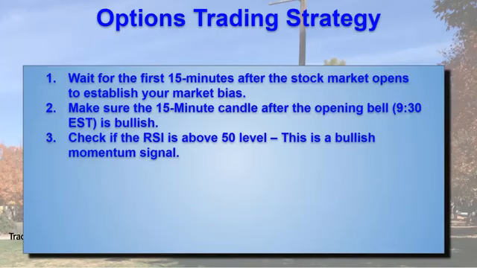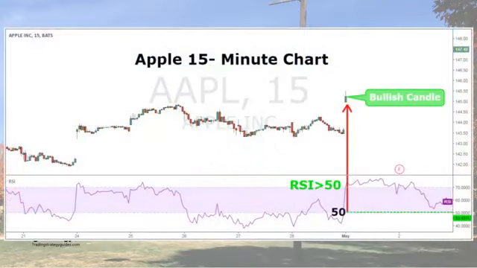Step number 3, check if the RSI is above the 50 level because this is a bullish momentum signal. We use the RSI indicator for confirmation purposes only. We want to make sure that once we have identified the bullish price action, the momentum behind the move is confirmed by the RSI indicator. We're not concerned with overbought and oversold conditions because the market can stay in those conditions longer than we can stay solvent.